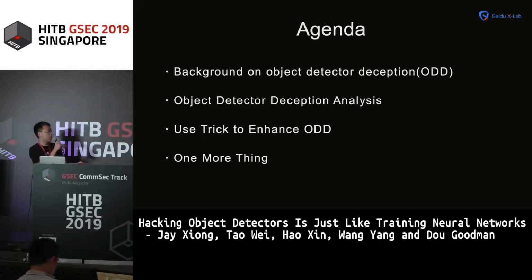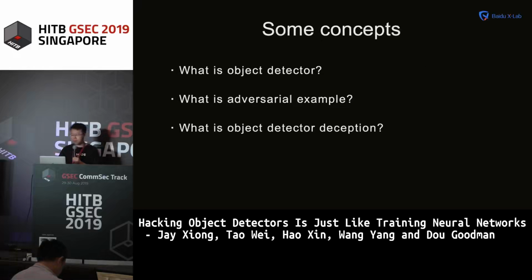And for the second topic, we will dig in more. We will see what object deception is, and then we will introduce a new trick. On top of the trick we introduced, we will propose a small trick to enhance deception performance. And there's one more thing. It's a little bit of introduction about our repo.